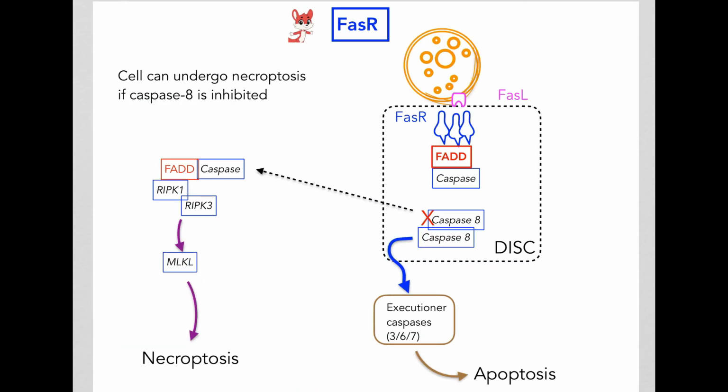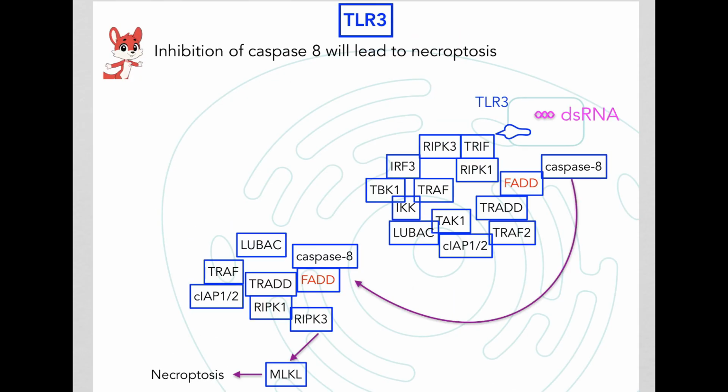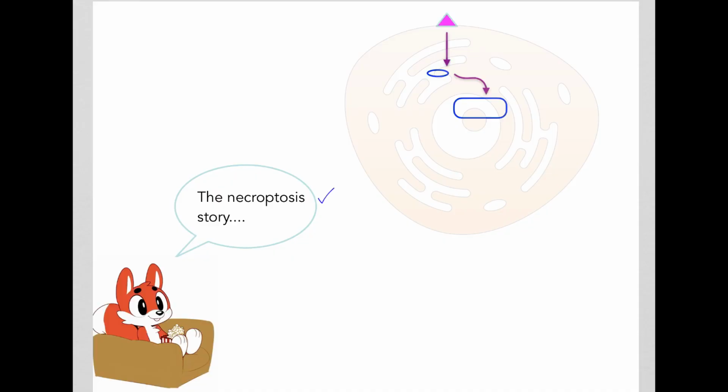We see the same thing with the FASR receptor. Once again, if the caspase 8 is inactivated or inhibited, apoptosis doesn't happen. However, once again, RIPK1 and RIPK3 can be recruited and the cell can go through necroptosis. We saw the same thing with TLR3, for example. Once again, if caspase 8 is inhibited, then the cell can use these proteins and undergo necroptosis. So let's look at the necroptosis story.